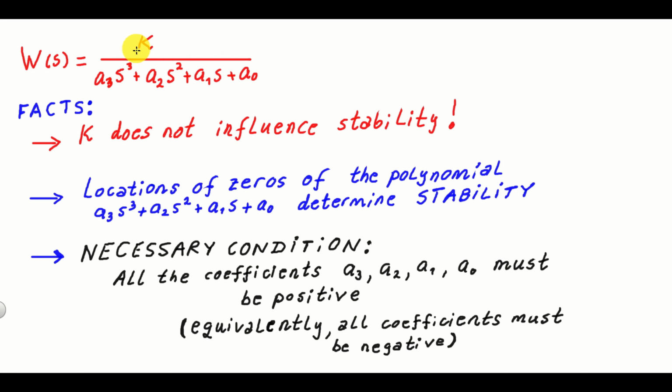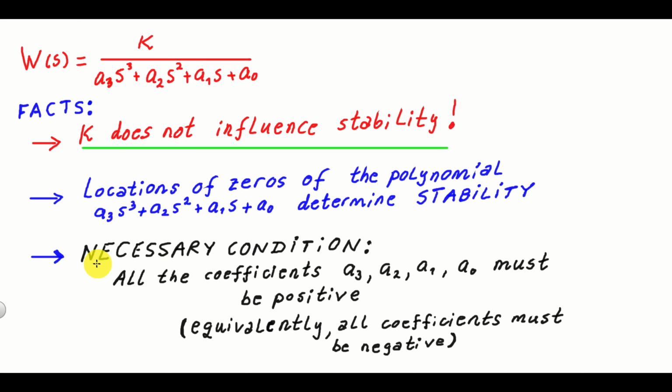First of all, this constant k, which can also be even a polynomial, does not influence stability. This is very important to keep in mind. That is, k doesn't influence stability, forget about it. Now, locations of zeros of this polynomial determine the stability properties. That is, the zeros of these polynomials are actually called the poles of the system, and they determine the stability properties. Then, third fact, this is a very important necessary condition.